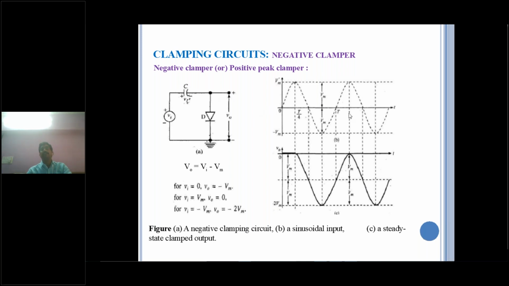Why? Because the average DC voltage value was the 0 volts line, but here the DC voltage value is minus Vm. That's why this is called a negative clamping circuit, or otherwise a positive peak clamper circuit also. The positive peak of the waveform is brought back to the 0 volts reference line below. That's why this is called a positive peak clamping circuit.